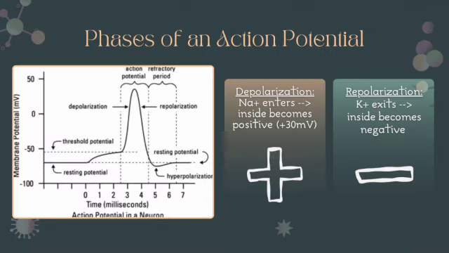Phases of an action potential. An action potential happens in 3 main phases: depolarization, repolarization, and hyperpolarization. Depolarization is when the neuron reaches negative 55 millivolts and the sodium channels open and sodium rushes in. This makes the inside more positive, reaching around positive 30 millivolts. Repolarization is when the neuron wants to return back to normal, so the potassium channels open and the potassium rushes out, returning the charge back down to negative.